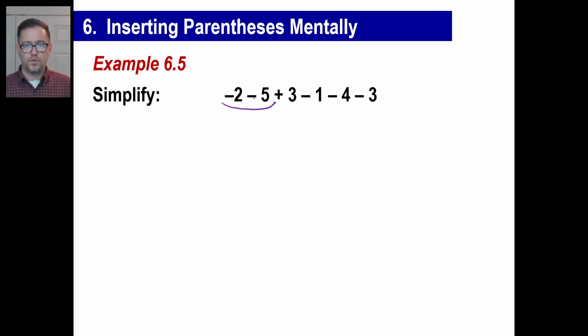So negative 2 minus 5. In other words, you're adding two numbers, a negative 2 and a negative 5. Okay, so since they have the same sign, you take the absolute values, which is 2 and 5, and you add them. You get a 7. But since they're both negative, you get a negative 7.